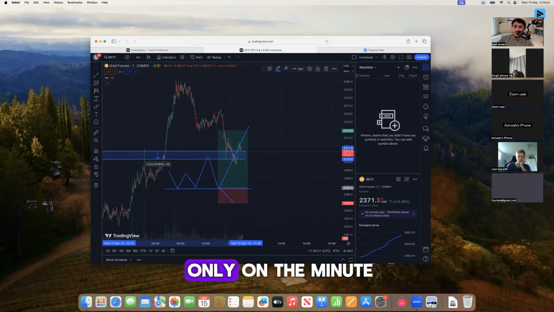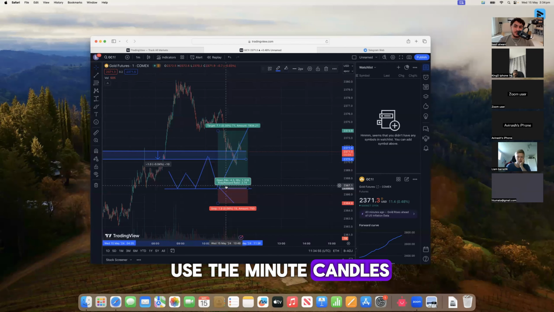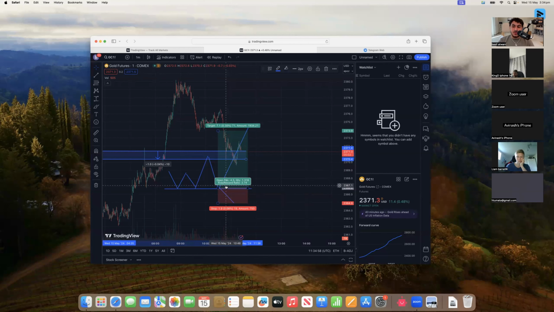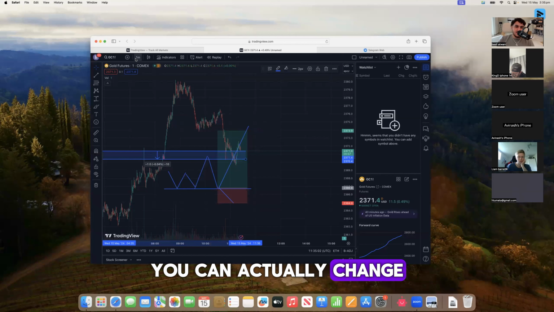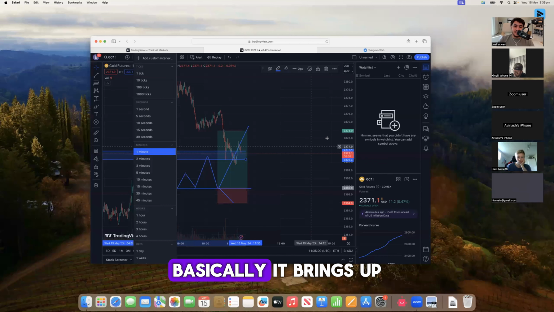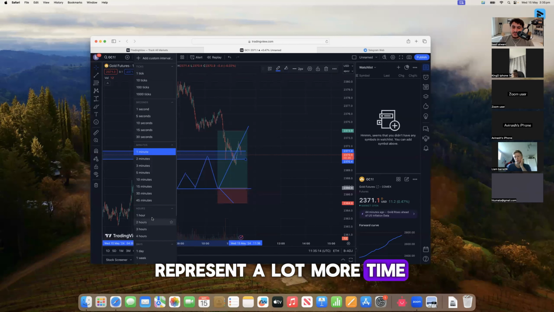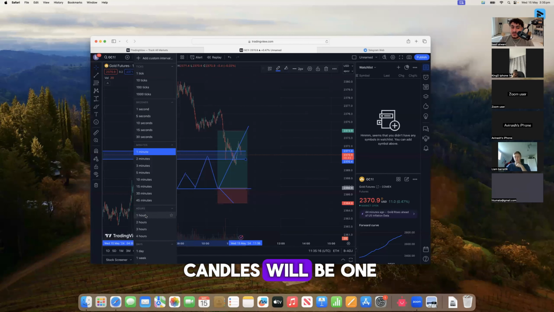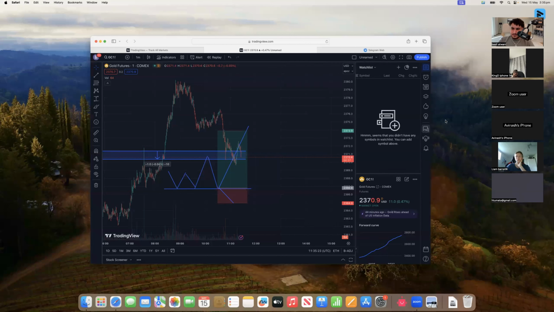The 3 points are only on the minute candles? No, not at all, bro. The reason why I use the minute candles is because it's short-term trading. We're doing quick trades, right, in and out. You can actually change this to 5 minute, 2 minute, 3 minute, 10 minute, 15 minute, or if you're trading long-term, you can change it to 1 hour, 2 hour. Basically, it brings up a completely different chart, and each candle will represent a lot more time. So every one of these candles will be 1 hour's worth of time. So you're going to see in 1 hour how did the market move in that hour.